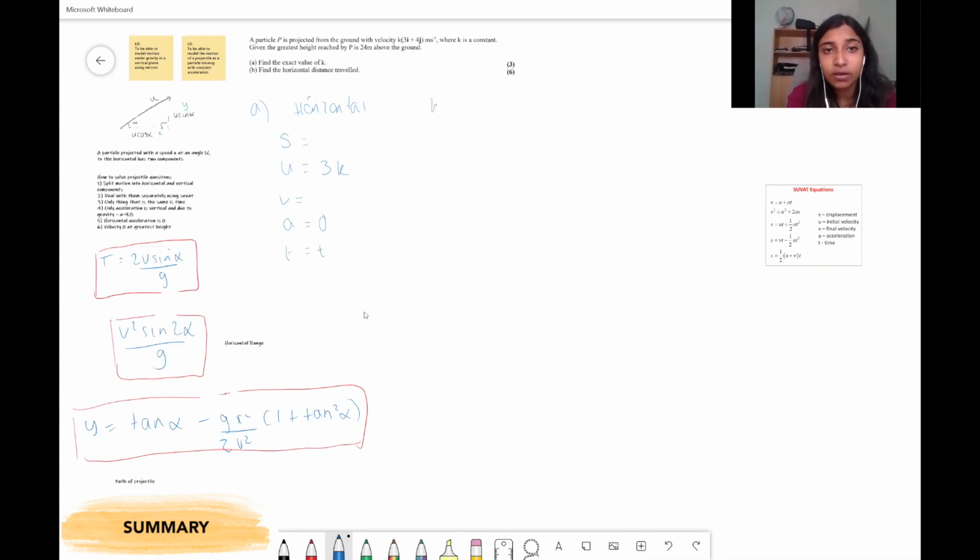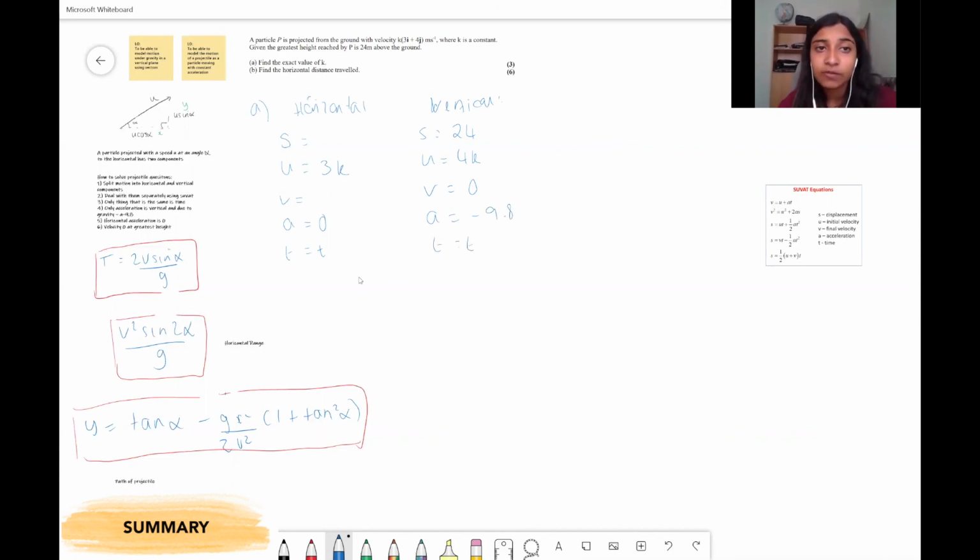Now if we do our vertical, we know that our s, the greatest height, is 24. Our u is just 4k. We know our velocity because if it's at the greatest height, that's just 0. Our a is just minus 9.8. And our t, we don't know what t is.